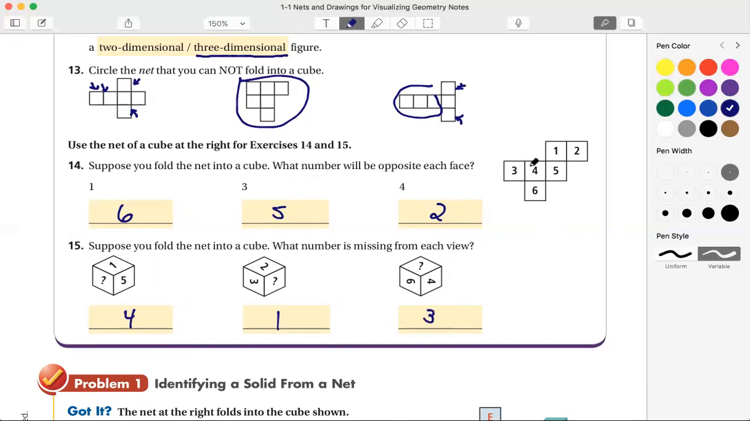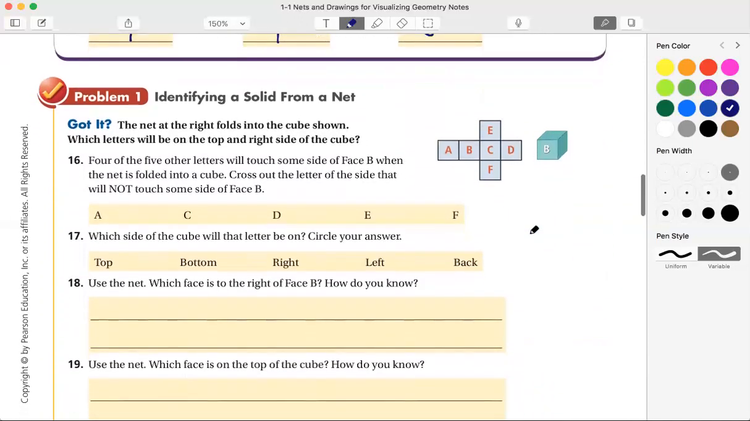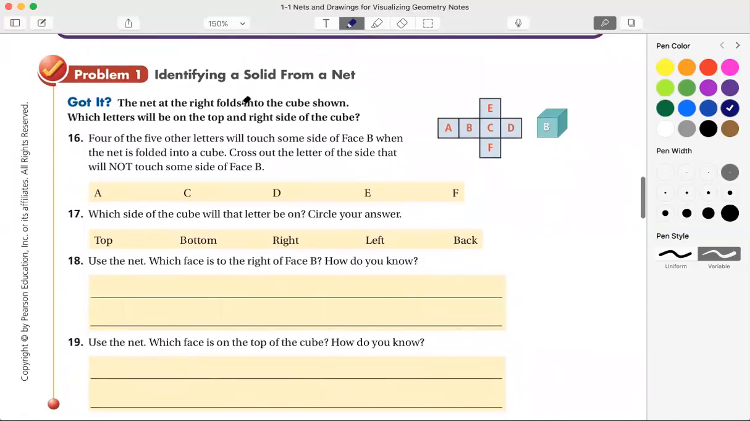Now what you could do is you could actually try cutting this figure out and folding this into a cube. And let's try a problem, see if we understand what's going on here. So the net at the right folds into the cube shown. What letters will be on the top and right side of the cube? So 4 of the 5 letters will touch some side of face B when the net is folded into a cube. Cross out the letter the side that will not touch B.